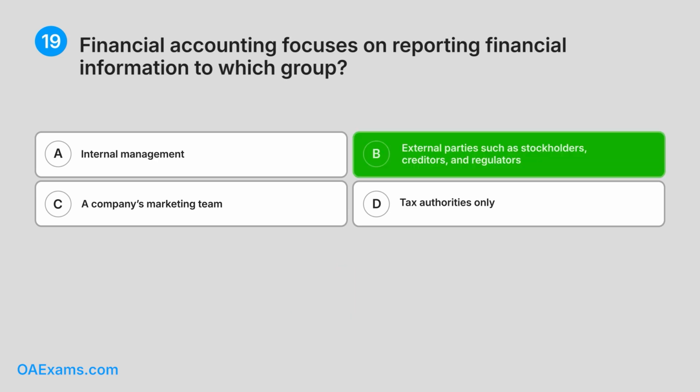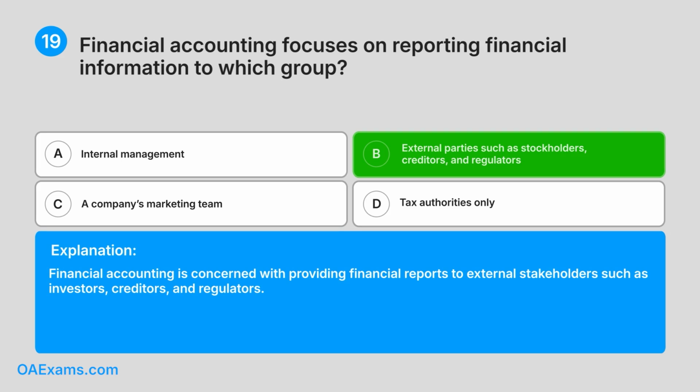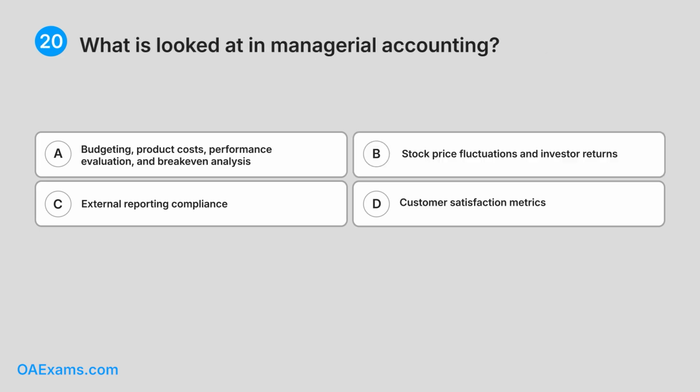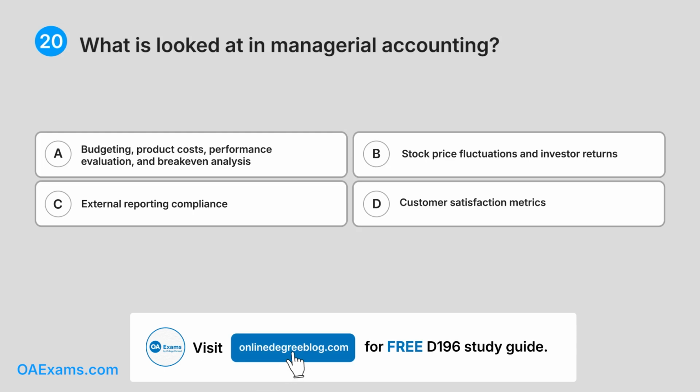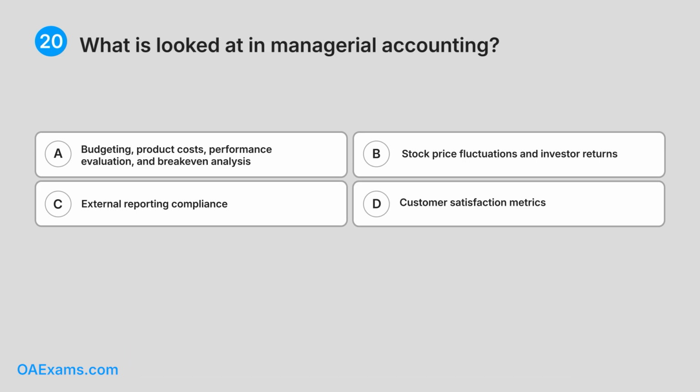Correct answer. B. Explanation. Financial accounting is concerned with providing financial reports to external stakeholders such as investors, creditors, and regulators. 20. What is looked at in managerial accounting? A. Budgeting, product costs, performance evaluation, and break-even analysis. B. Stock price fluctuations and investor returns. C. External reporting compliance. D. Customer satisfaction metrics. Do you know the answer?